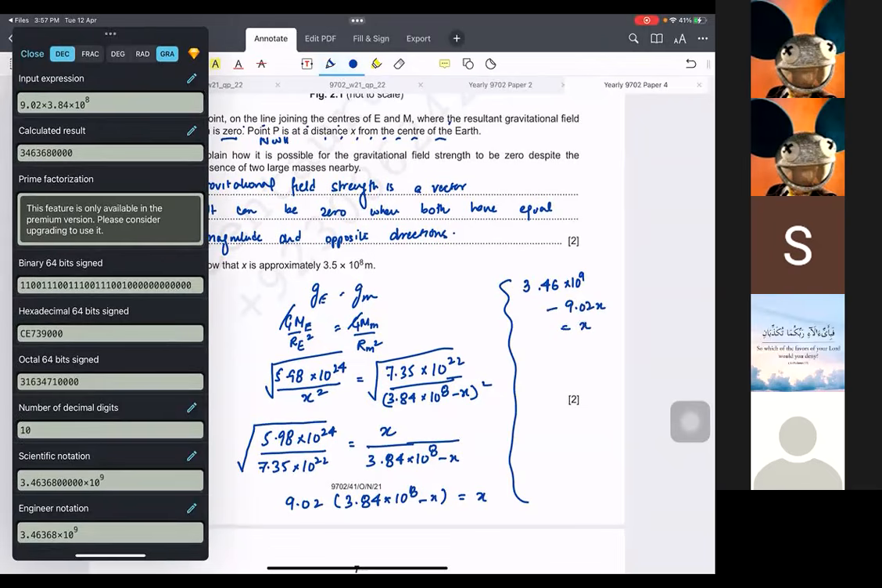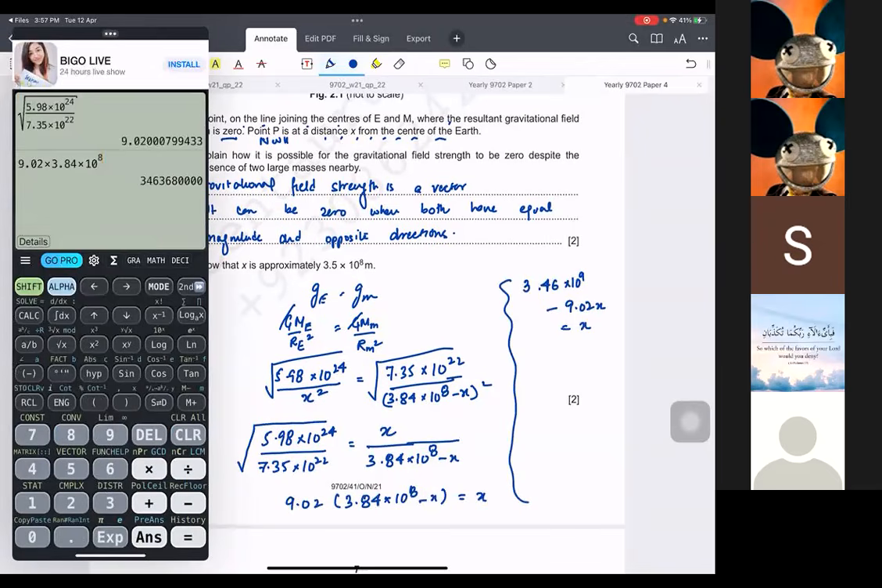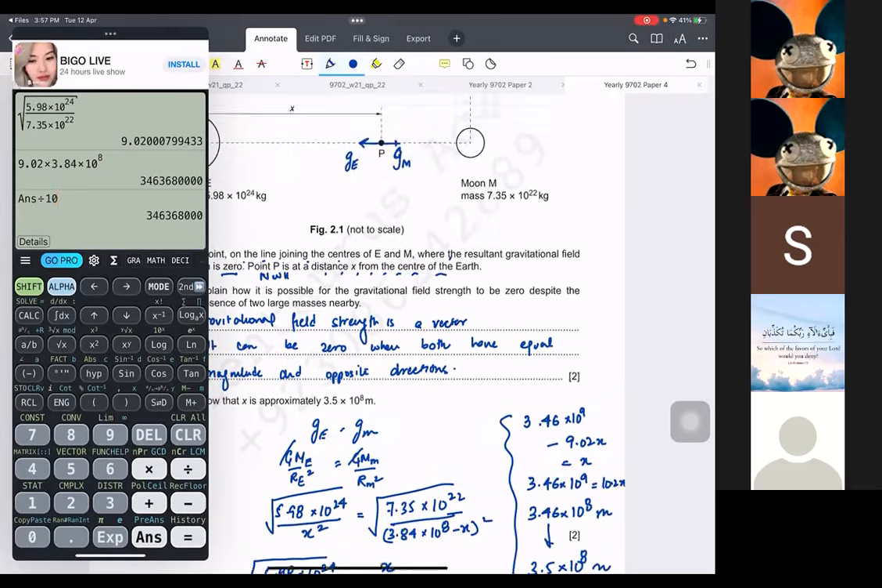So I'm going to take it there. And it is going to be 3.46 times 10 raised to 9 equals about 10.2x. So divide by this, and it will be exactly 3.46 times 10 power 8, which of course can be written as this. So hence proved. So you could always do this.